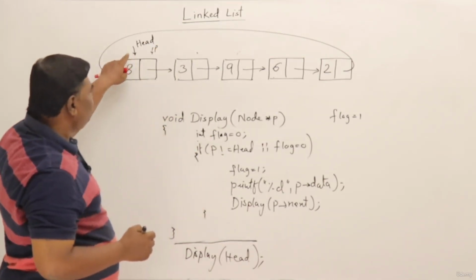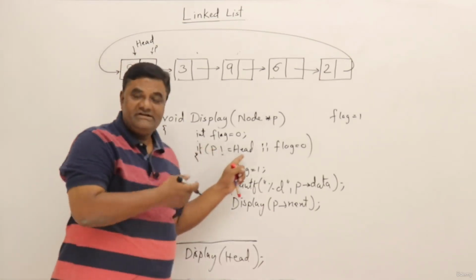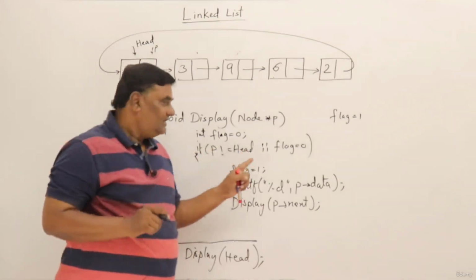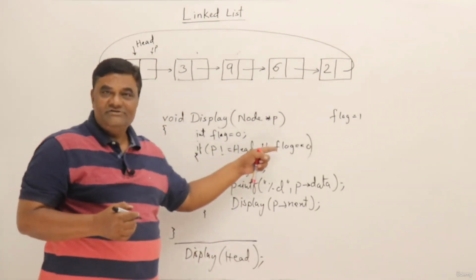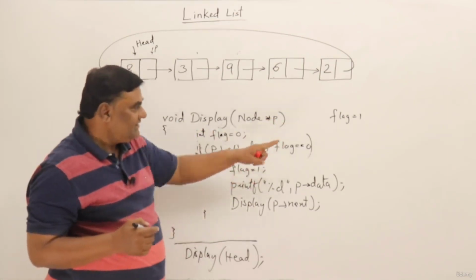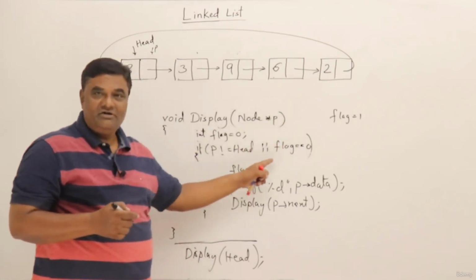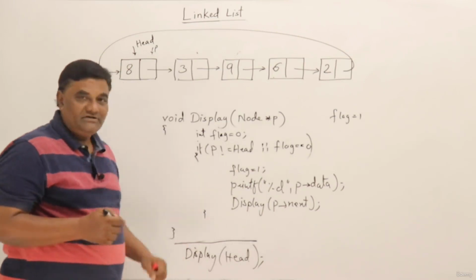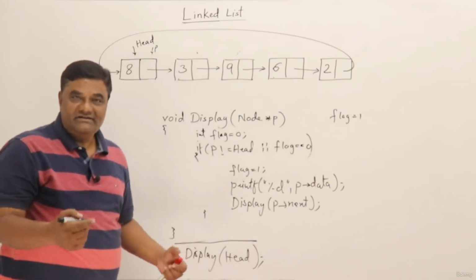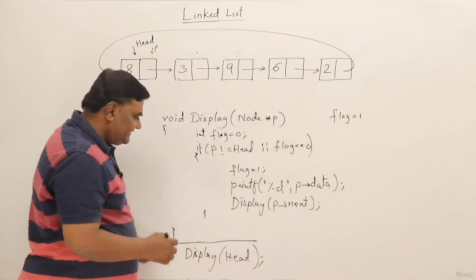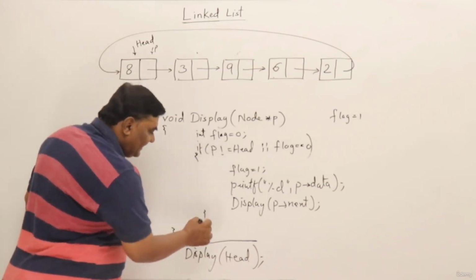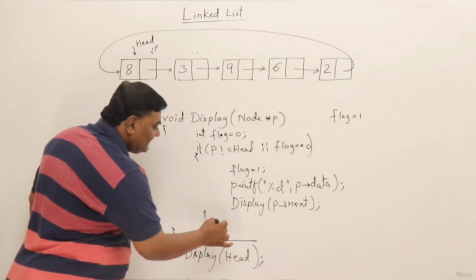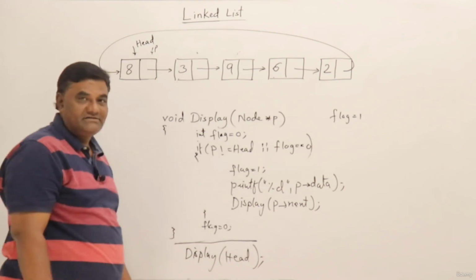Now this time, P not equal to head? No, it's equal to head, false. Flag equal to 0? No, flag is equal to 1. So both the conditions are false. So it will come out of this and will not enter inside. So when it is exiting, I should make flag as 0 again and exit.